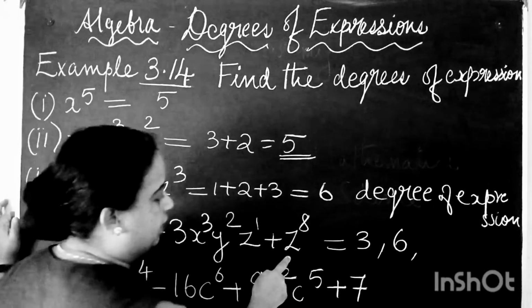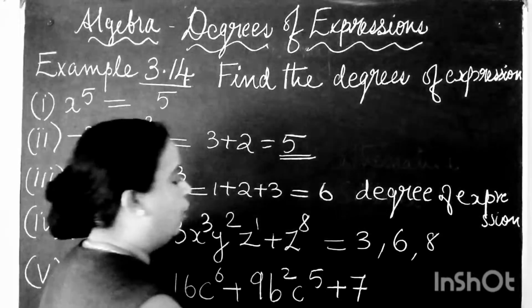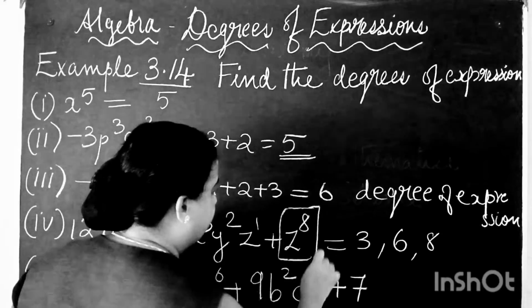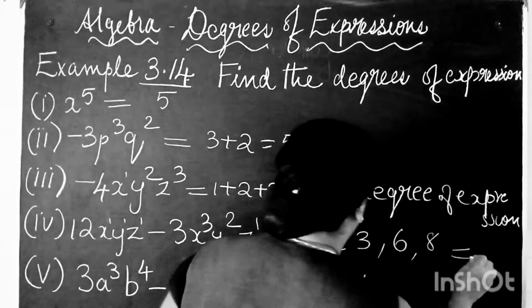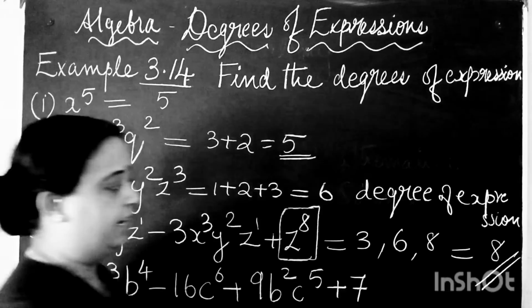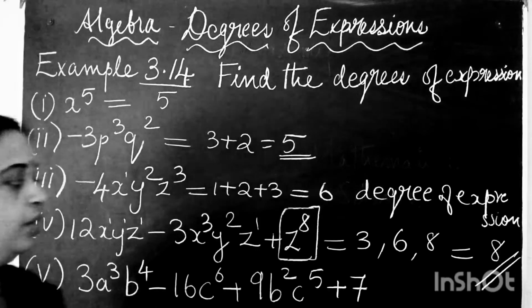Now, looking into the third term, the power is 8. So the highest power is in the third term. So the degree of the expression is 8. Understanding? The highest degree of the expression is 8.